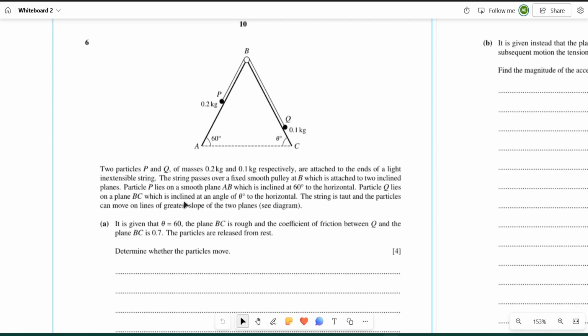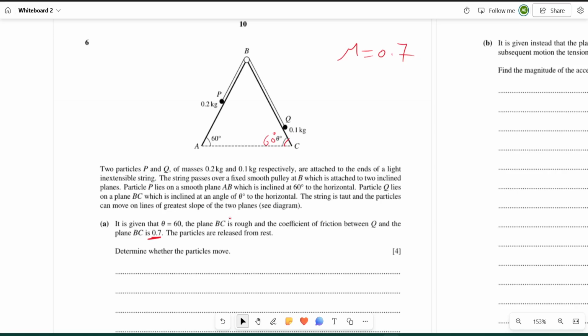The string is taut. It didn't say that BC is smooth or rough, so I'll just assume that it's smooth. The string is taut and the particles can move on lines of greatest slope of the two planes. It's given that theta is 60, so this theta is also 60 degrees. The plane BC is rough. Okay, now it said that BC is rough, so now I know that I need to include friction. The coefficient of friction between Q and the plane is 0.7, so mu is equal to 0.7. The particles are released from rest. Determine whether the particles move.